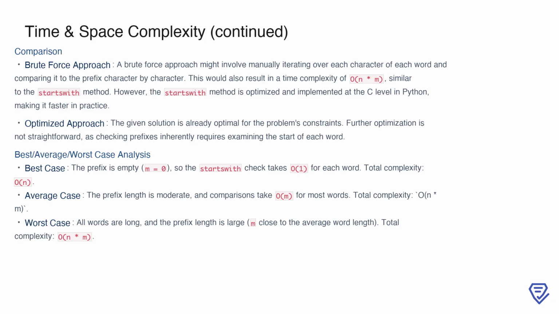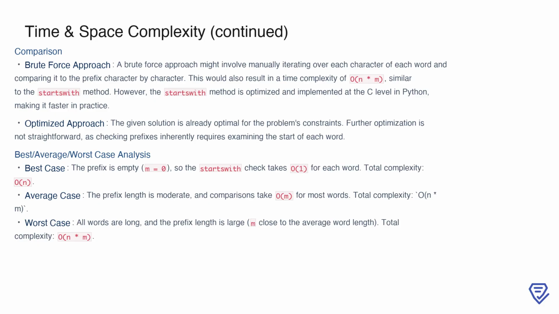When comparing this approach to a brute force solution, we notice that both would result in a time complexity of n*m. Using a brute force method, we would manually iterate over each character of each word and compare it to the prefix character by character. However, the startswith method is optimized and implemented in C, making it significantly faster in practice. The current solution is already optimized for the problem's constraints, and further optimization is challenging since checking prefixes inherently involves examining the start of each word.